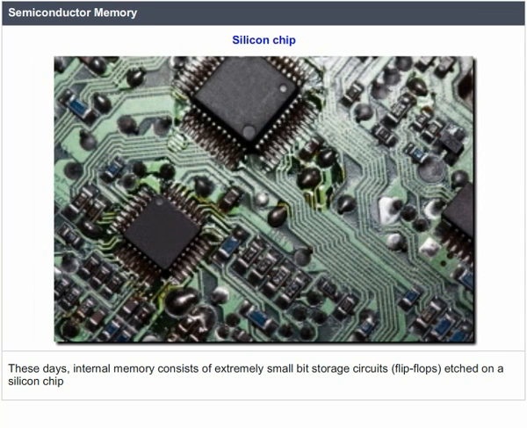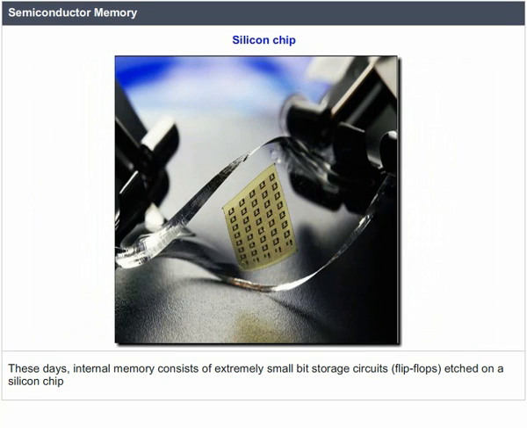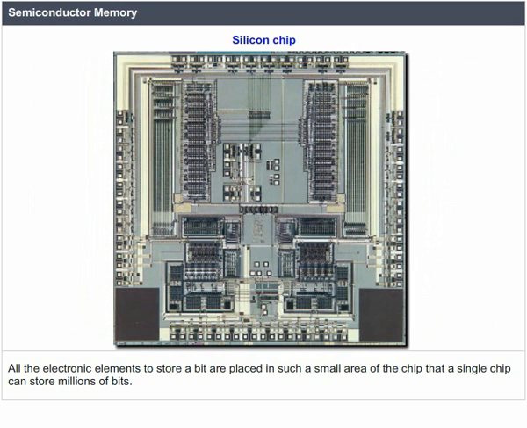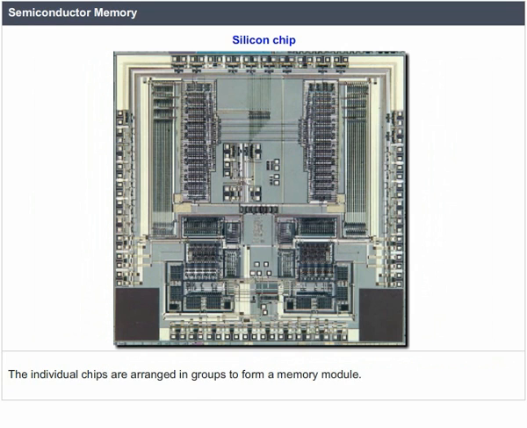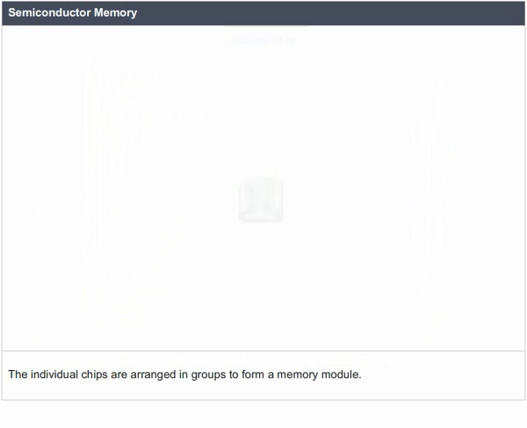Semiconductor memory. These days, internal memory consists of extremely small bit storage circuits, flip-flops, etched on a silicon chip. All the electronic elements to store a bit are placed in such a small area of the chip that a single chip can store millions of bits. The individual chips are arranged in groups to form a memory module.